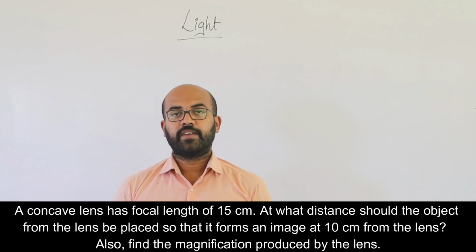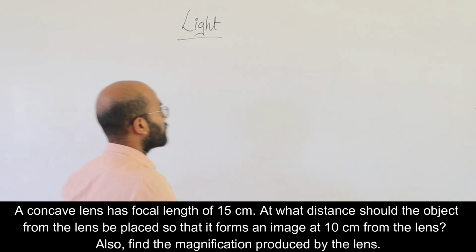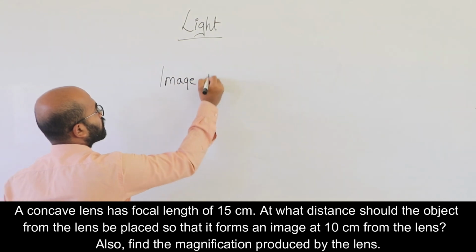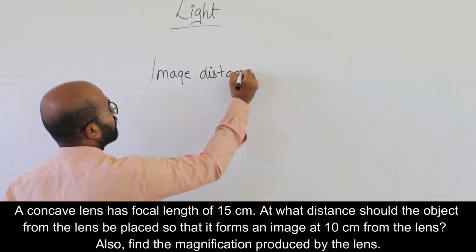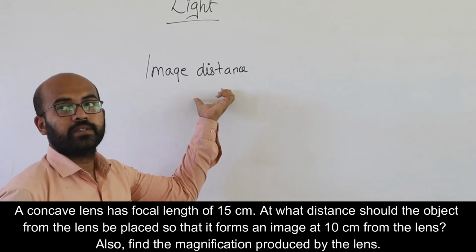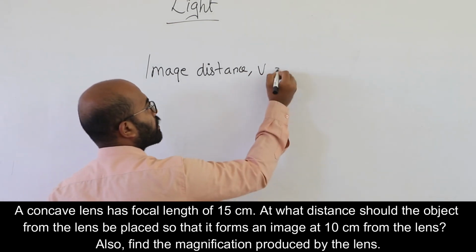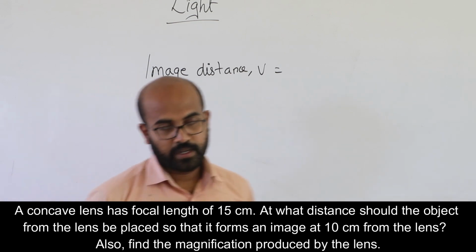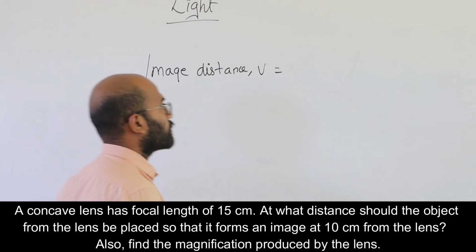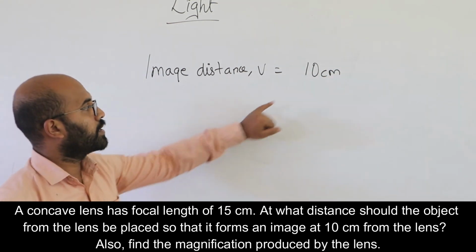So here they have given the image distance. Whenever you are solving problems, you need to write what they have given. The image distance is represented by v. So what is the image distance that they have given? It is 10 centimeter. Write down the value that they have given.